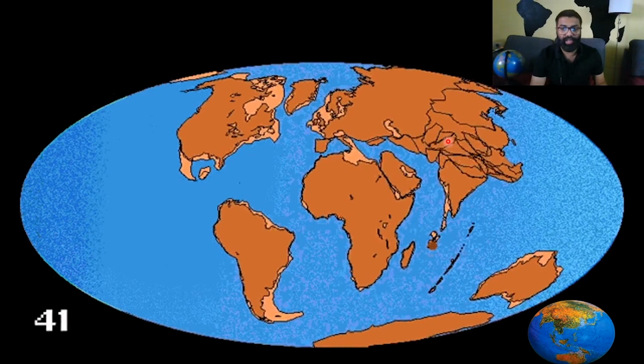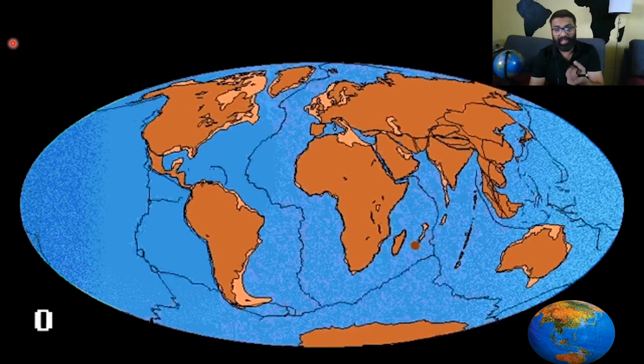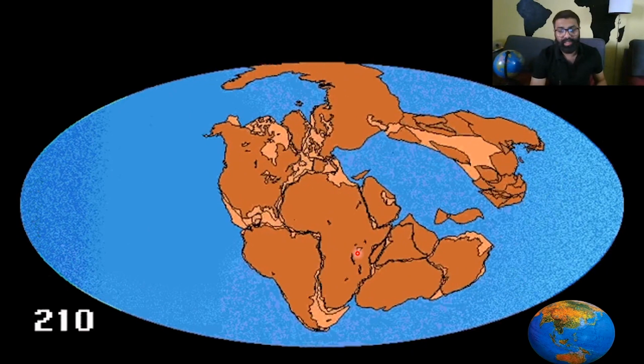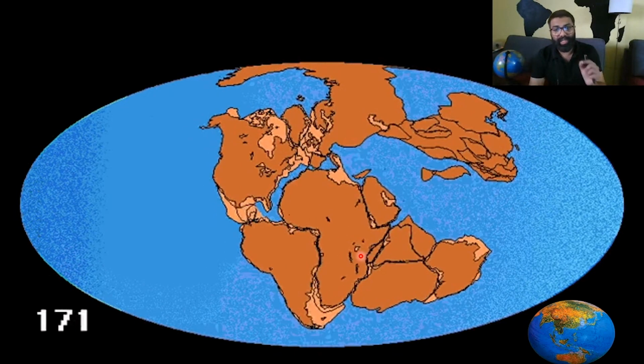It collided with Eurasia. So what happened to the Tethys Sea? All the Tethys Sea sediments were squeezed, compressed, and they were lifted up to form Himalayas. Let's watch it again. Please notice this. Slowly, all the continents are drifting apart. This is called continental drift.